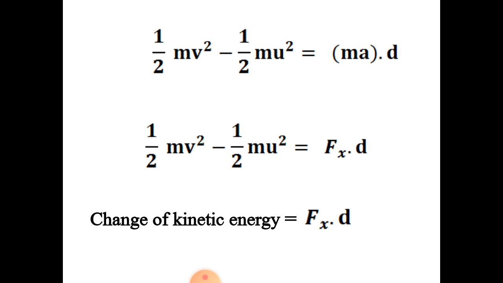Here the expression for kinetic energy is equal to half m v square. The final velocity is v, so the final kinetic energy is equal to half m v square. u is the initial velocity, so the initial kinetic energy is half m u square. So final kinetic energy minus initial kinetic energy gives the change of kinetic energy. This is equal to Fx dot d.